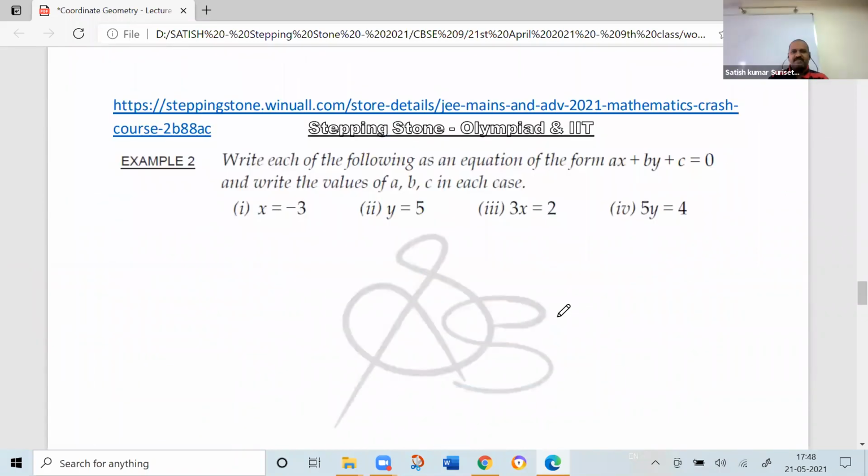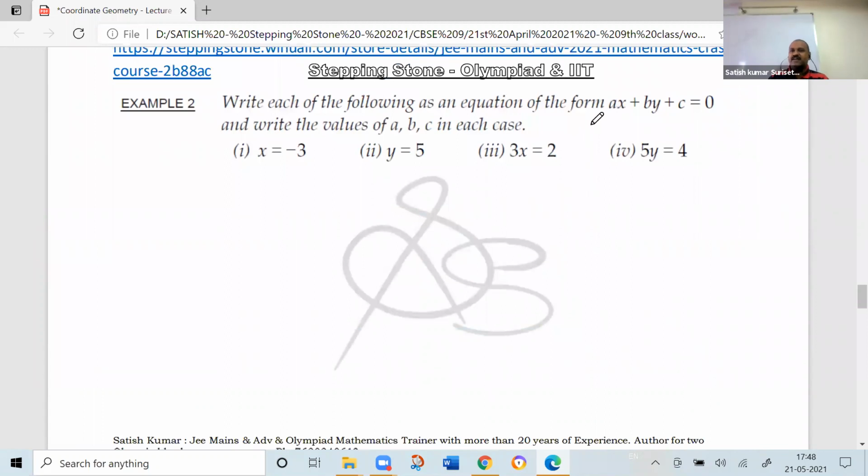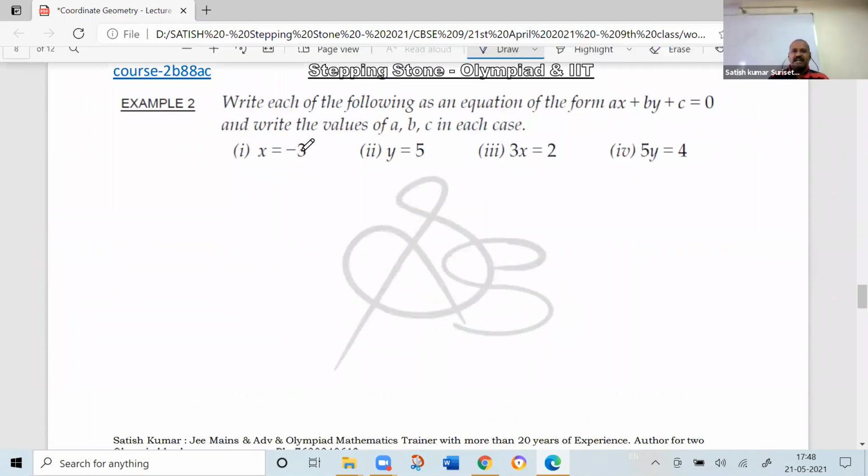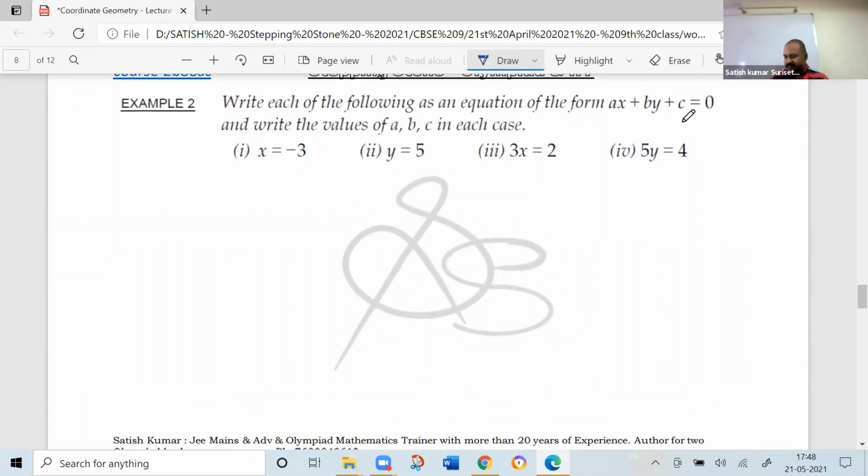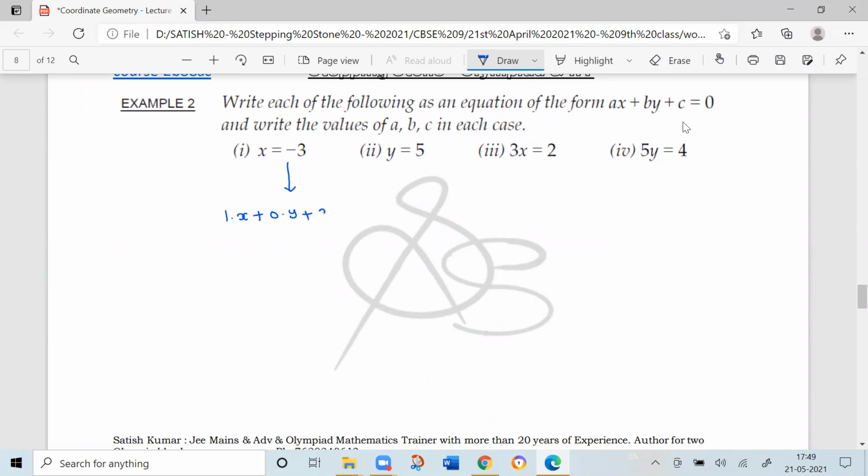A few more. Write each of the following as an equation of the form ax plus by plus c equal to 0 and write the values of a, b, c in each case. So how to write x equal to -3 in this form? x plus 3 is equal to 0. So 1 into x plus 0 into y plus 3 equal to 0. Like this you need to write. Now tell me what are A, B, C? A equal to 1, B equal to 0 and C equal to 3.